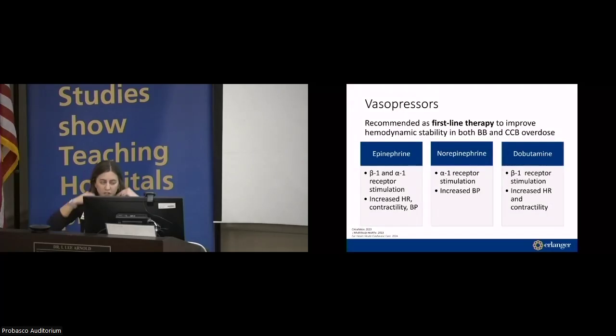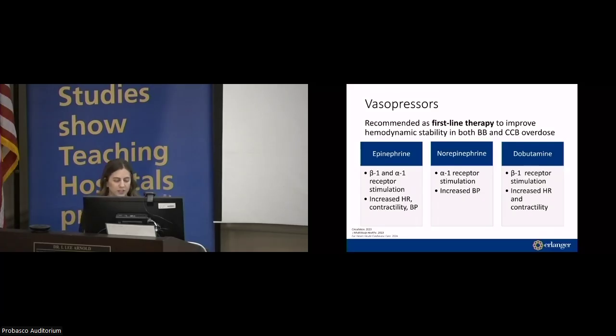The next thing we're going to talk about are vasopressors. Along with high-dose insulin therapy, these are the only things recommended as first line in these specific patients to help improve hemodynamic stability in both types of overdose. The recommendation for a specific agent, one over the other, is based on their site of action.